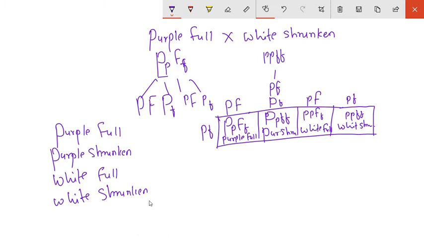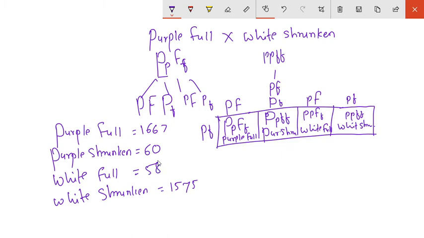So it is observed that this test cross gives purple shrunken, which produces 60 progenies. White shrunken produces 1575 progenies. Purple full produces 1667 progenies, and white full produces 58 progenies.